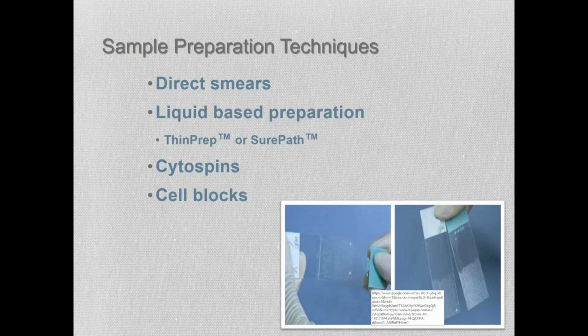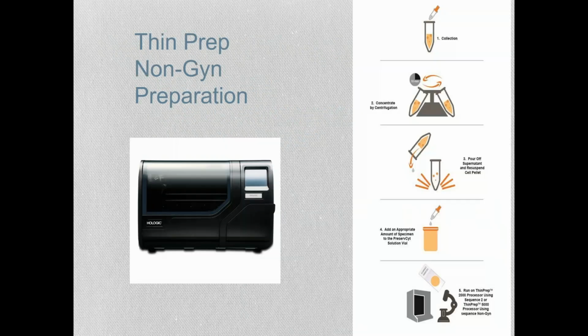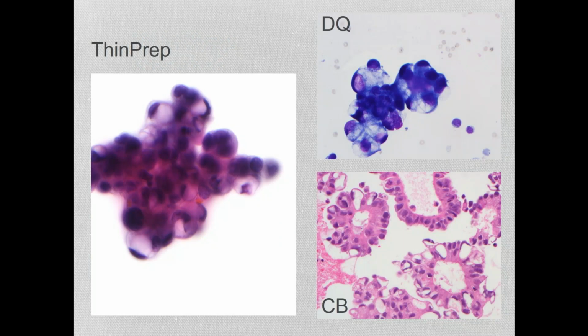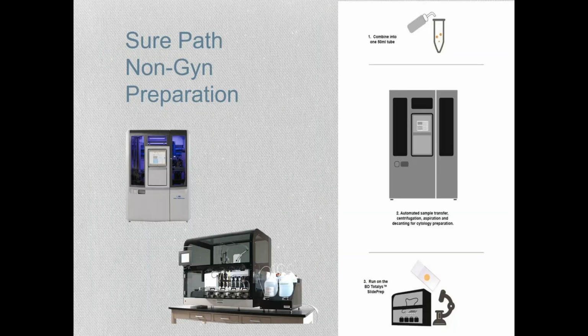Cytology laboratories vary in preparation types throughout the world. We commonly perform direct smears, thin prep, and cell blocks on the majority of our samples. Thin prep preparation has become more automated with the introduction of the T5000 for non-GYN preparation. And I'm going to show you an example of a pleural fluid with metastatic lung adenocarcinoma on thin prep, diff quick, and cell block preparation types. SurePath or BD preparations also includes automation with centrifugation, aspiration, and decanting, and then transfer to the BD totally slide prep for completion of preparation and staining of slides.